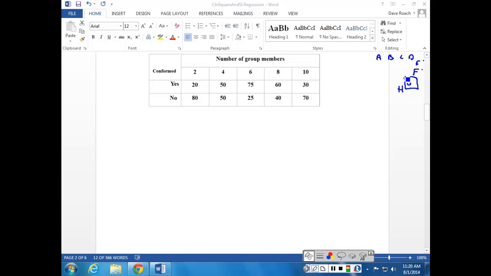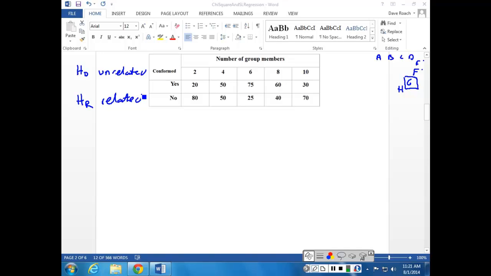So, right over here, H0 and HR. I'm just going to put unrelated and related. We would say that conformance either is unrelated to the number of people in the group, or there is a relationship between conformance and the number of people in the group.